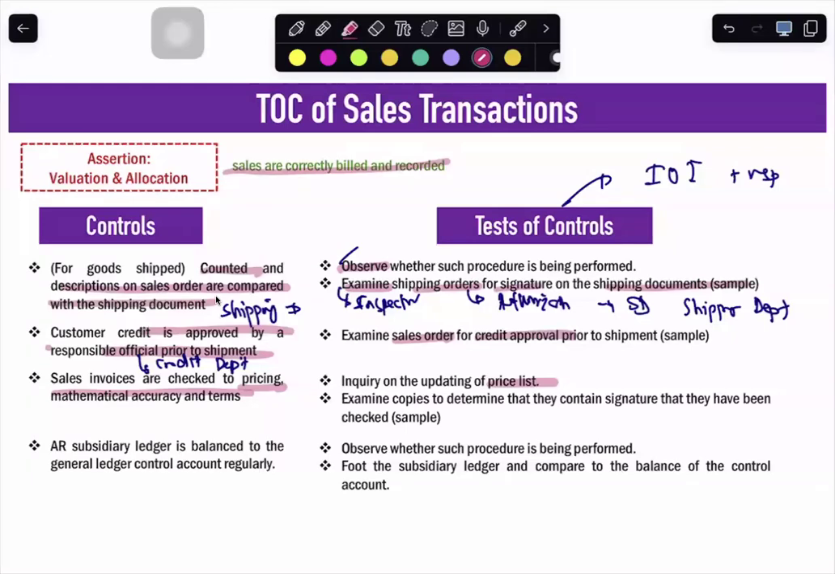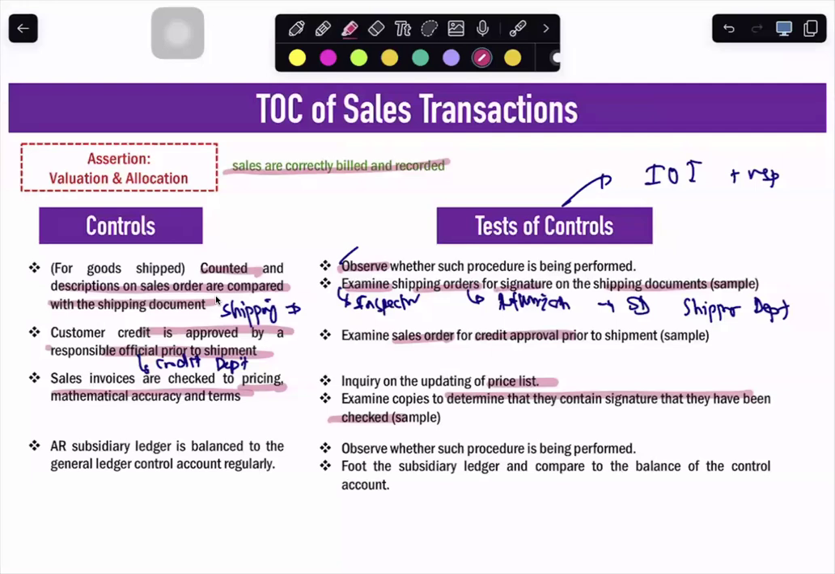Next, examine copies to determine that they contain signature that they have been checked. So you look whether the amounts are properly checked and the inventory are properly checked. So you just examine whether those reports, especially on inventory prices and the number of inventory on record, are proper and at the same time were prepared by the sales department and the warehouse department.